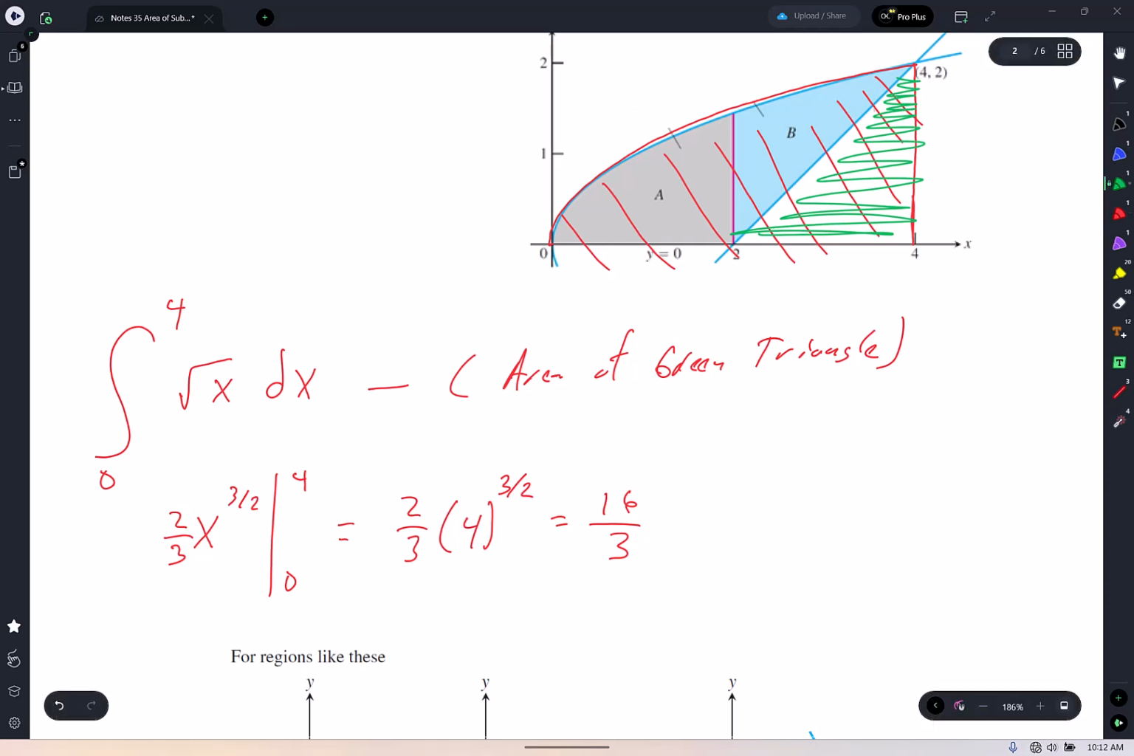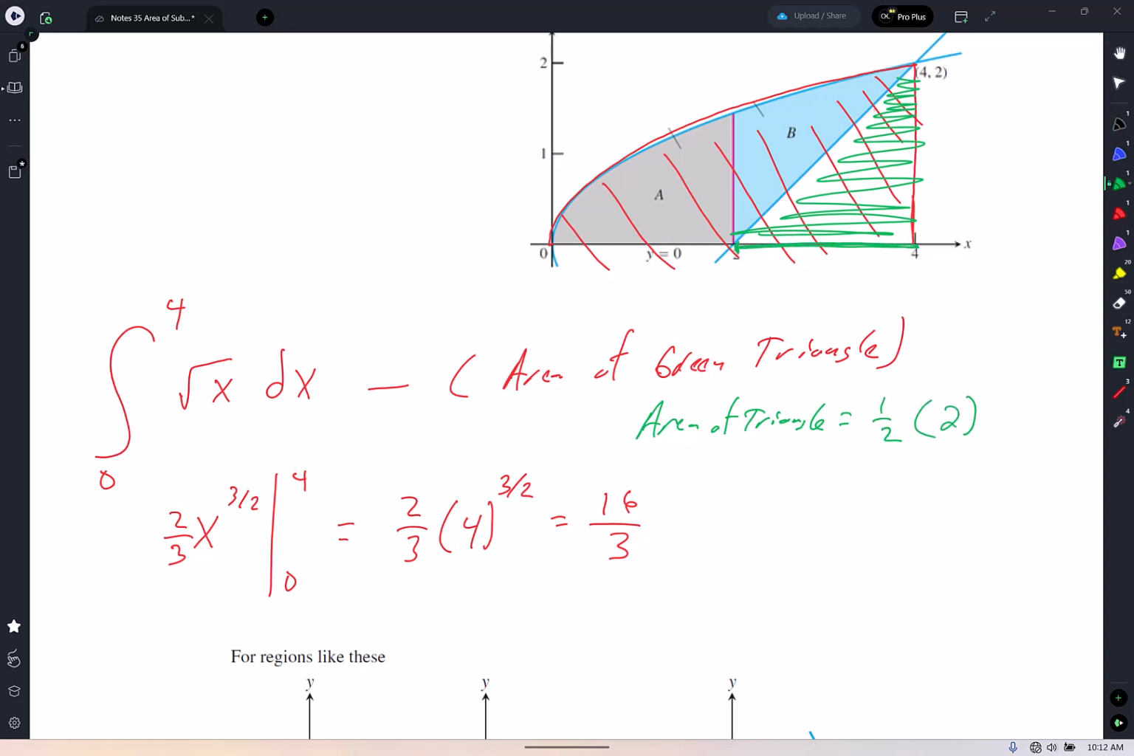All right, and then let me write the area of the triangle here. Area of triangle. See, I'm color coding it. The gap between the base, between 4 and 2, that's 2. So 1/2 base times height, 2. And then the height is 2. So 2 times 2 is 4. Half of 4 is 2. So this is 2.